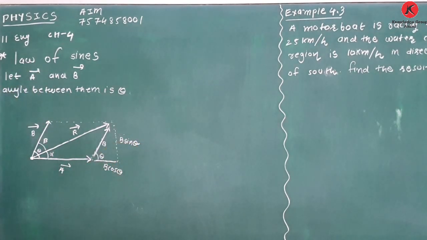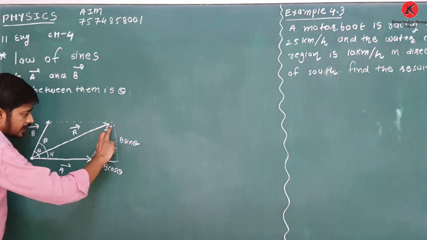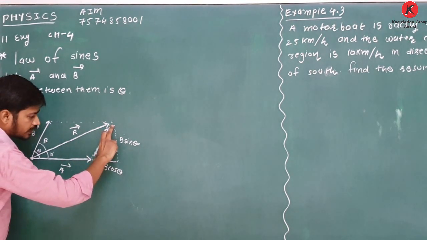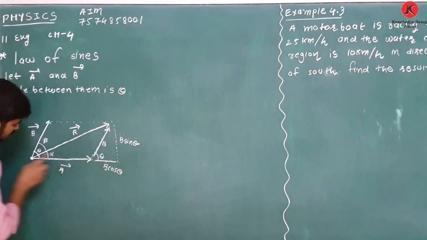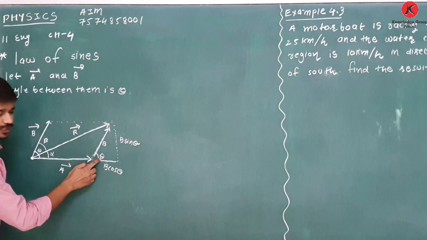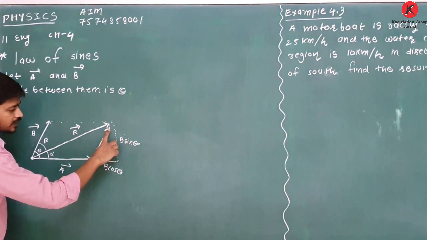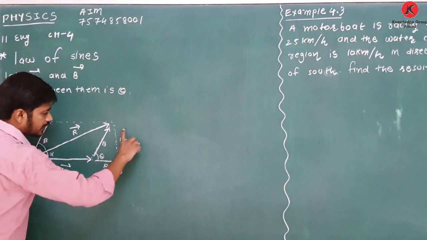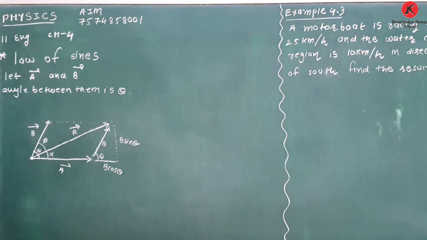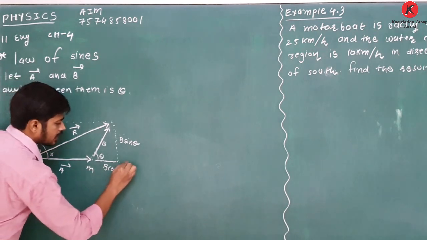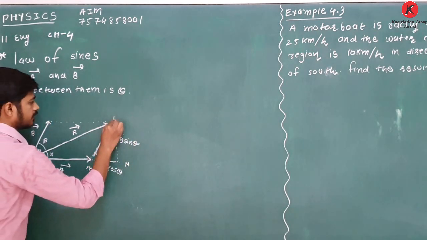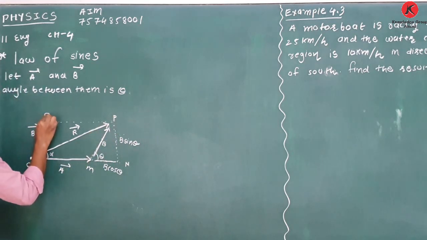Again, take care. Vector B, its parallel side, is also vector B. Vector B with this horizontal line makes angle theta, so it also makes angle theta. Now resolve this vector B into components: B cos theta and B sin theta. Clear about this? I will name this whole figure: O, M, P, Q.